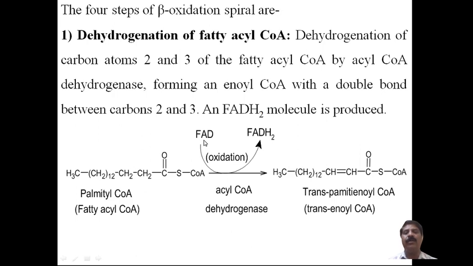FAD, flavin adenine dinucleotide, which undergoes reduction to the reduced form FADH2, in the presence of acyl coenzyme A dehydrogenase. That is the same reagent as in the scheme, and it will be converted into the alpha beta unsaturated trans-palmitoyl enoyl coenzyme A. This will be formed, with a double bond, and this is further subjected to the second step.